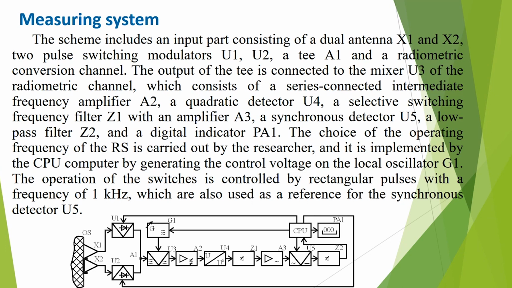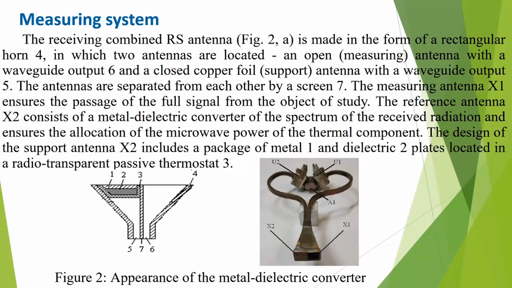The operation of the switches is controlled by rectangular pulses with the frequency of 1 kHz, which are also used as a reference for the synchronized detector U5. The receiving combined RS antenna, Figure 1a, is made in the form of a rectangular horn 4 in which two antennas are located: an open measuring antenna with the waveguide output 6 and the closed copper foil antenna with the waveguide output 5.